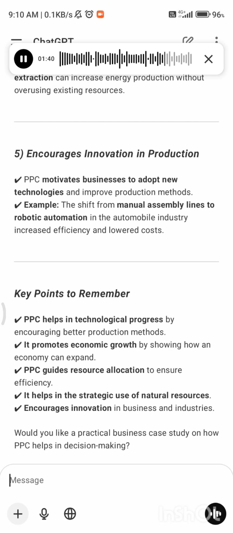Key points to remember. PPC helps in technological progress by encouraging better production methods. It promotes economic growth by showing how an economy can expand. PPC guides resource allocation to ensure efficiency. It helps in the strategic use of natural resources, encourages innovation in business and industries.